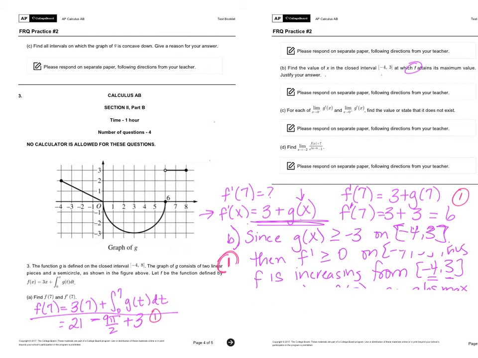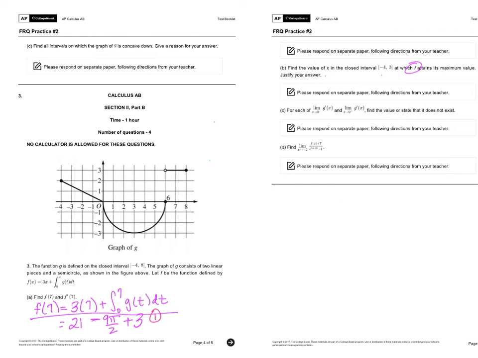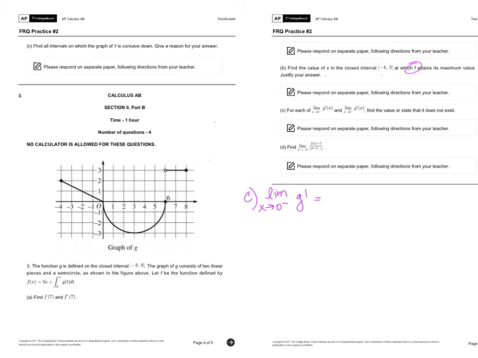All right, let's do letter C. Erase. Letter C says, for each of those limits, find the value or state that it does not exist. So it's asking me two things. The limit as x goes to 0 of g prime, and then the limit as x goes to 0 from the right.